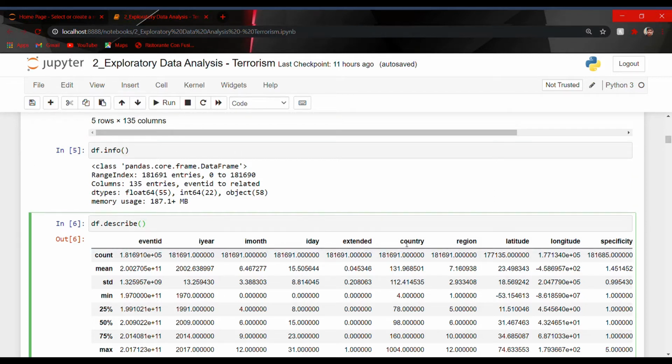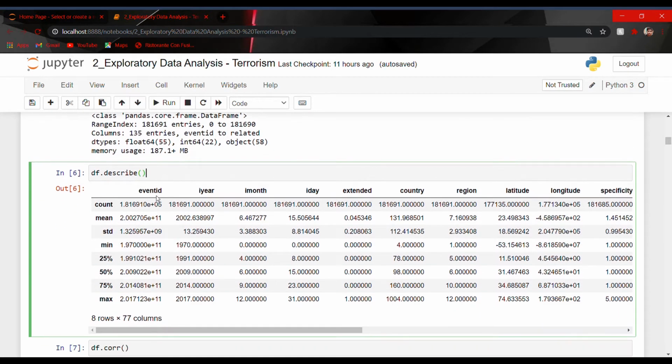Using df.describe, I've got the statistical analysis of my dataset, which consists of count, that means the number of rows, mean, the mean value of all the elements in that particular column. STD means standard deviation, minimum means the minimum value of that particular column. 25% means 25% of the elements present in that particular column. Similarly, 50%, 75%, and the max value.